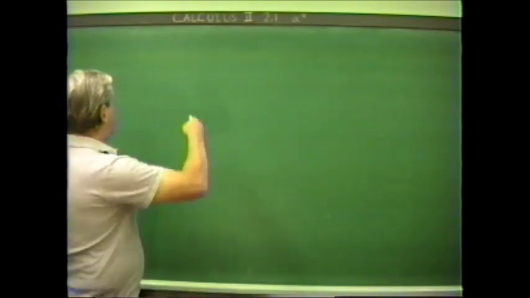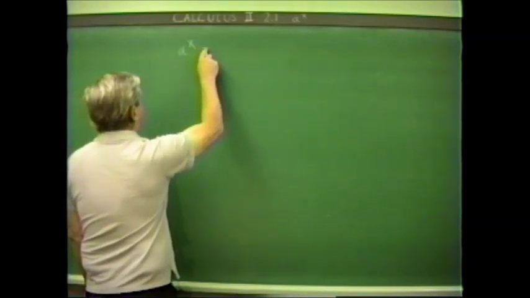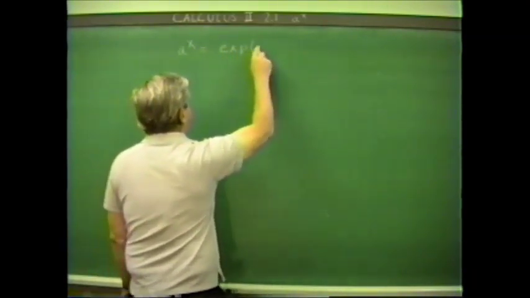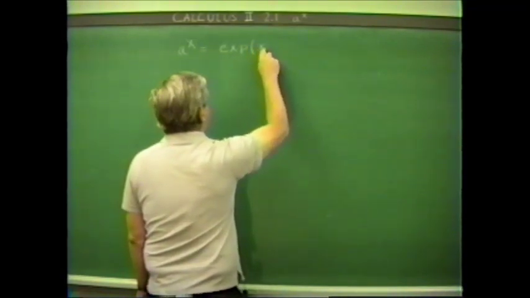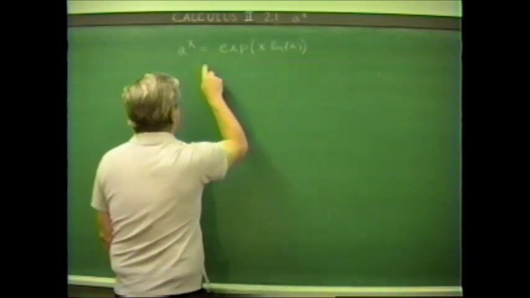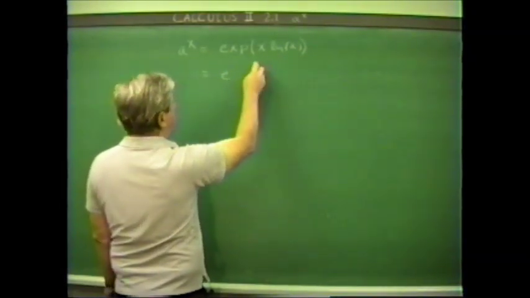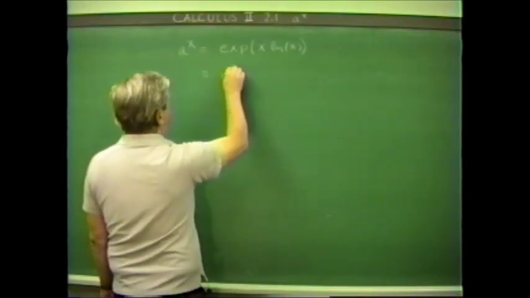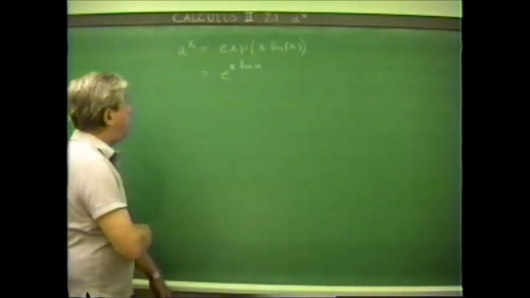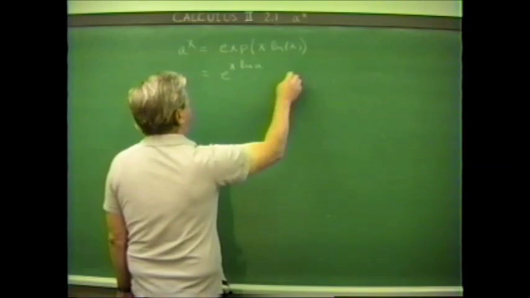Then the exponents. Now, at this point, we can define the function a to the x to be equal to exponent of x logarithm of a. That's to say, this is equal to e to the x natural logarithm of a.